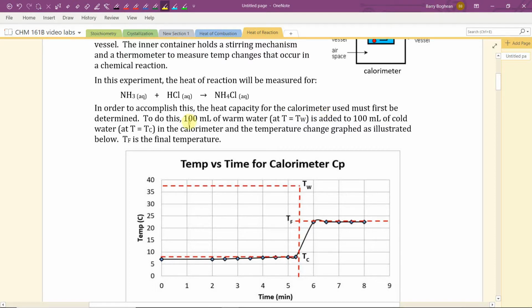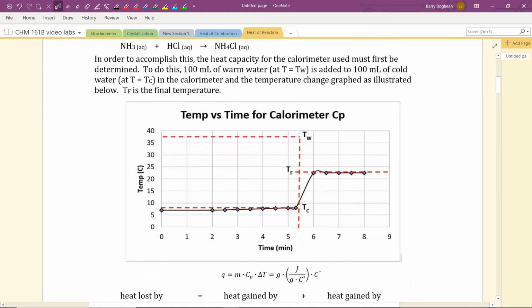We'll take 100 mils of warm water. We'll call its temperature TW, W for warm. We'll add that to 100 mils of cold water. We'll call its temperature TC, C for cold. And we'll then measure the final temperature. We'll call that TF, F for final. It's going to look like this.